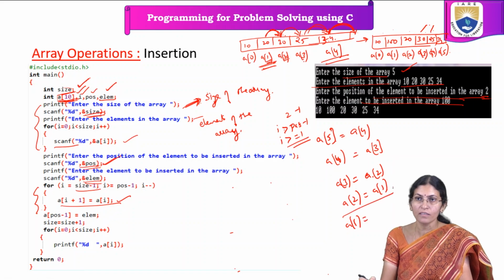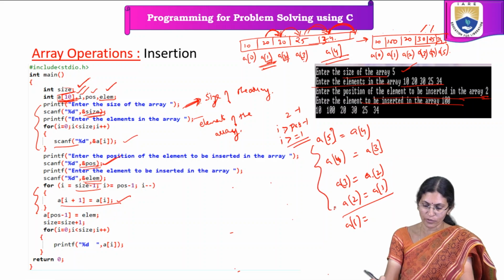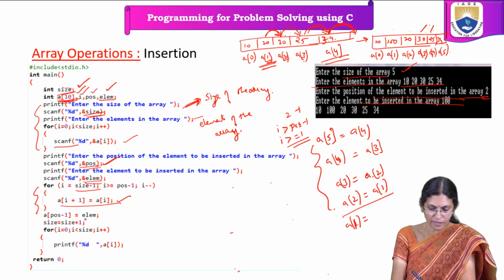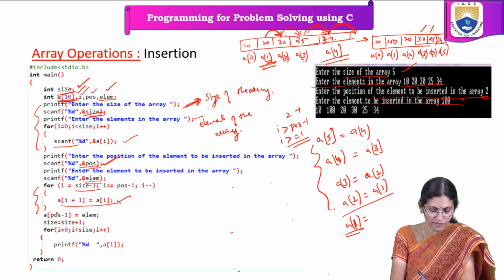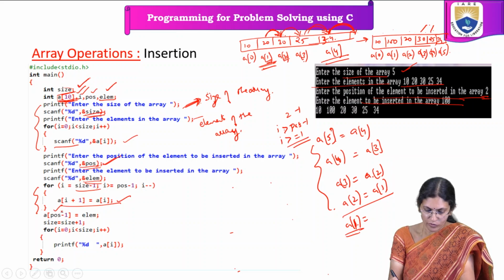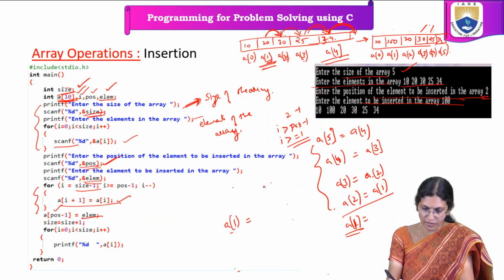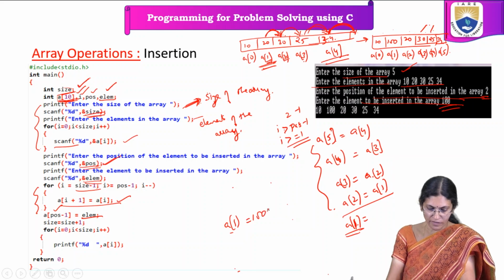So the loop will repeat for 4 times, and when I is equal to 1, that is A of 1, which means position 2, at this position the element will be inserted. So suppose the element to be inserted is 100. So 100 is to be inserted here.